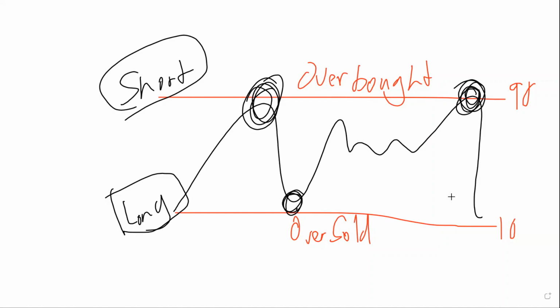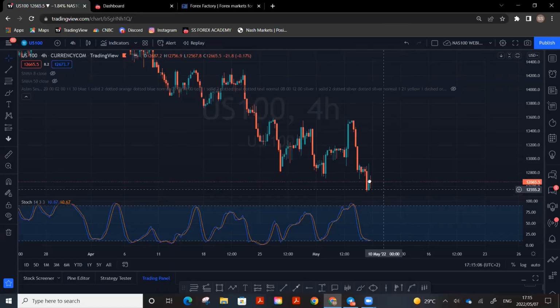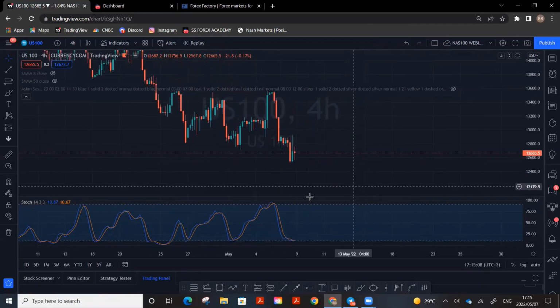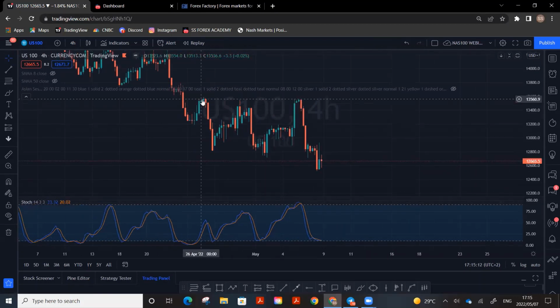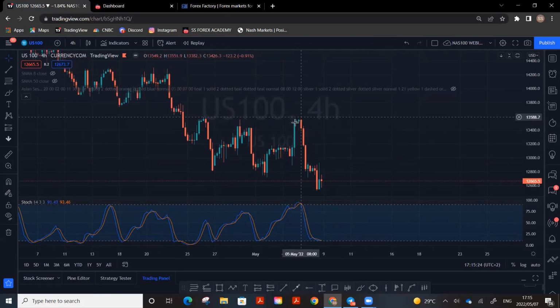Okay, so back on the chart, we are looking at these areas, right? If you look at the 4-hour, for example, what happens when price approaches the 90 level on the stochastic? Can you see here at this area? Price U-turns, right? So we've got a nice U-turn.